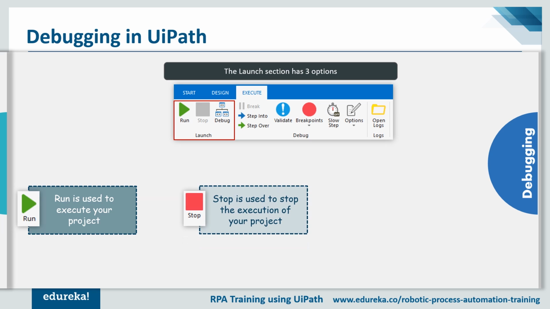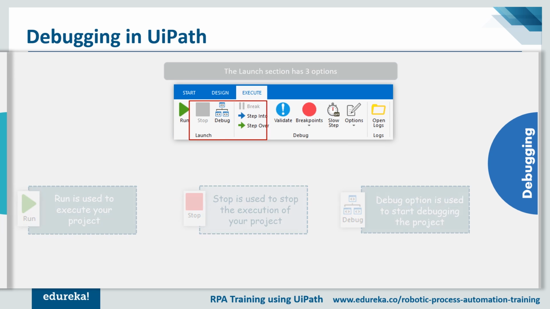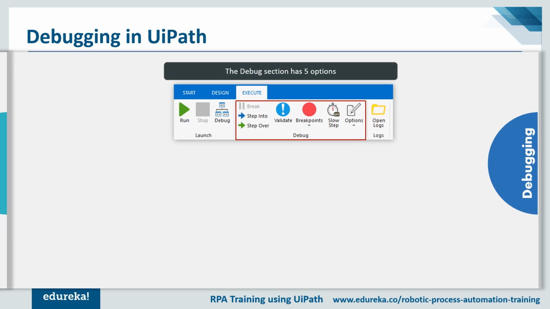The next option is the stop option. The stop option is basically used to stop the execution of your project. Just in case you've started the execution of the project and you want to change something or add something more, then you can cancel the execution of the project in the middle by clicking on this button. The third option that is available is the debug button. This button helps you to debug the errors, or you can say, the faults in the project. When you click on this debug button, this will enable all the debugging options of UiPath, right? So in the launch section, I'll again repeat, you have three options: the run, the stop, and the debug options.